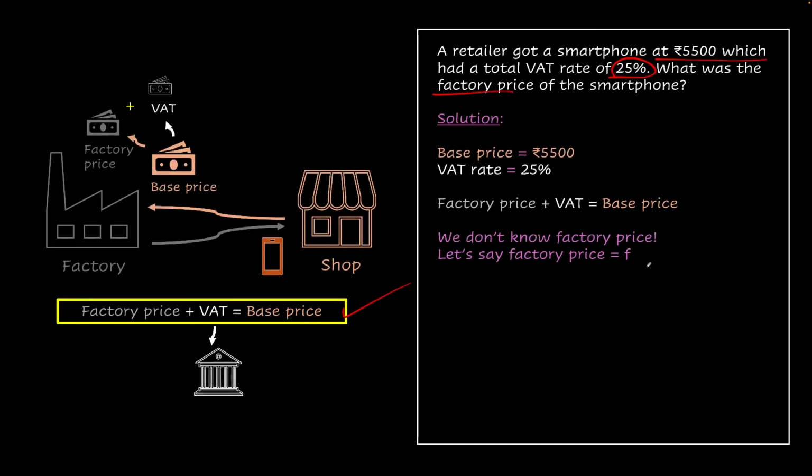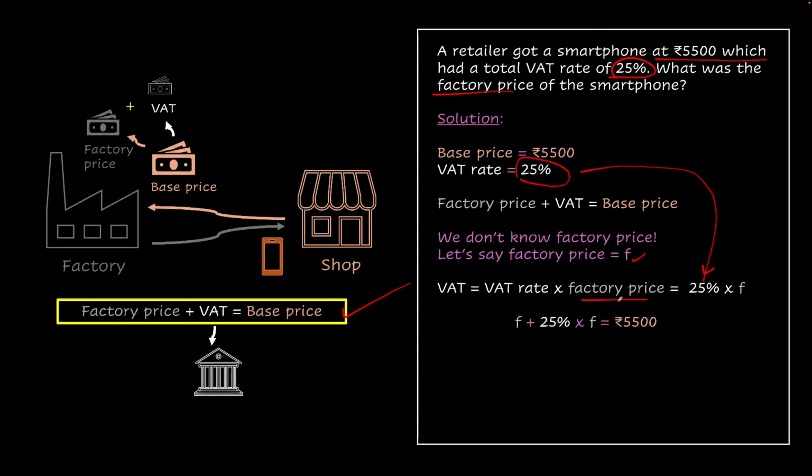So let's say the factory price is F. Now we know that the VAT is equal to the VAT rate multiplied by the factory price, which is 25% multiplied by F, which we assumed as the factory price. So F plus 25% times F gives you 5,500, which we plugged into this equation here. So factory price is F and VAT is 25% times F. So total is 5,500, which is the base price.